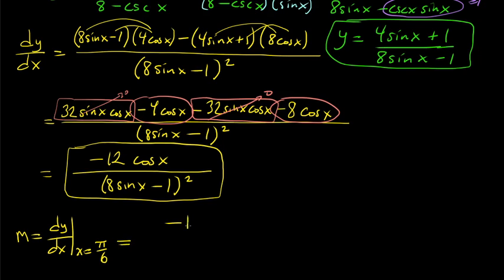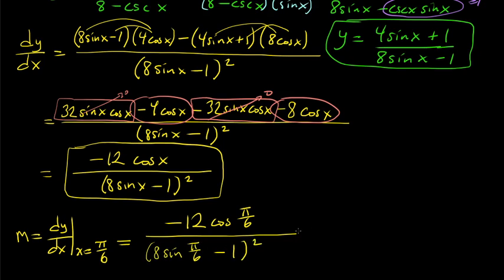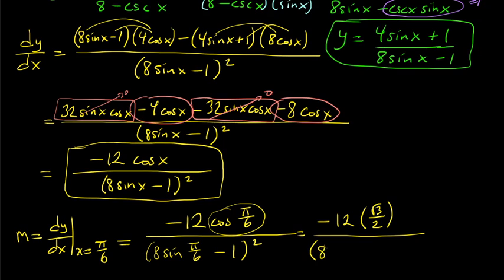All right, so the numerator is just negative 12 times the cosine of pi over 6, divided by 8 times the sine of pi over 6 minus 1, the whole thing squared. Here's where you have to remember your trigonometry. Remember your unit circle, right? Cosine of pi over 6 is square root of 3 over 2. Sine of pi over 6 is 1/2.